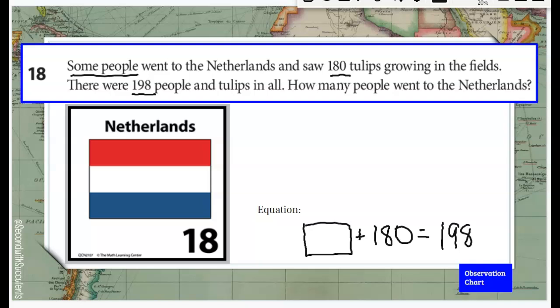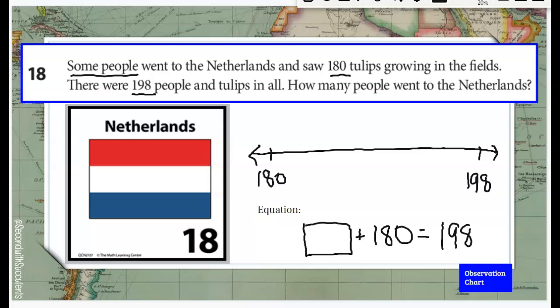If you would like to use a different strategy, you can use whatever strategy works best for you. Let's solve this problem. So we know that we have 198 people and tulips all together, and just 180 tulips. So the difference between 180 and 198 will tell us how many people there are. So I'm going to draw my open number line. And if I need to find the difference between 180 and 198, well, I can write 180 on one end of my number line and 198 on the other end.